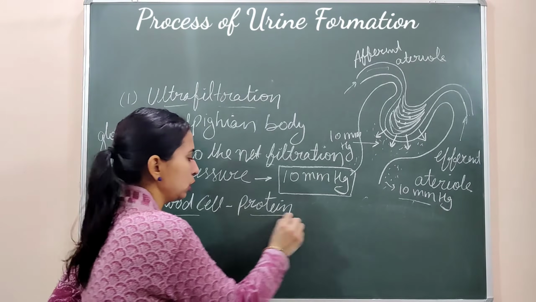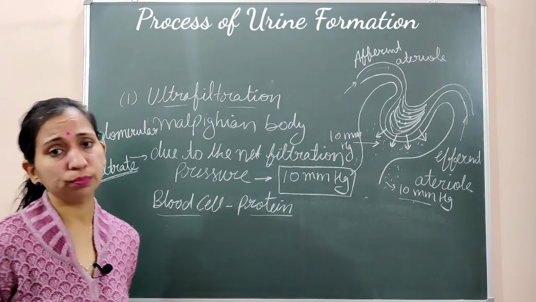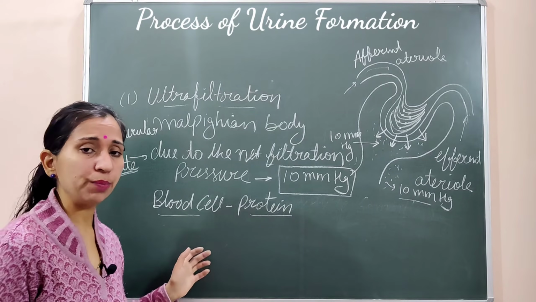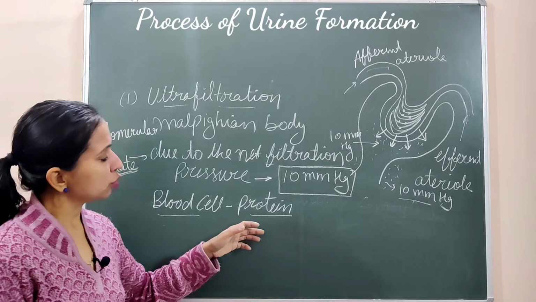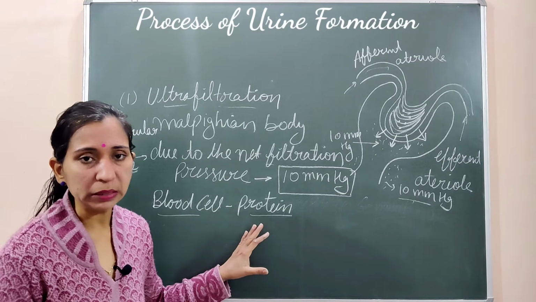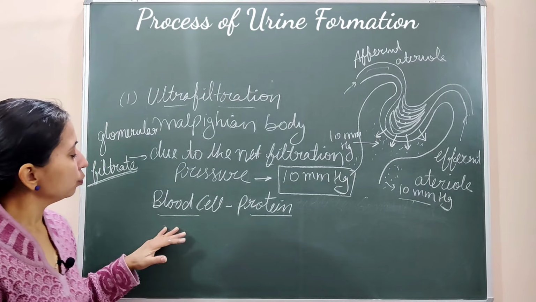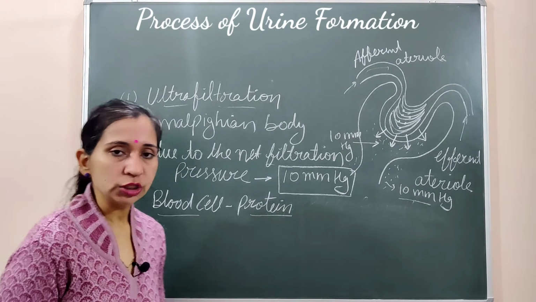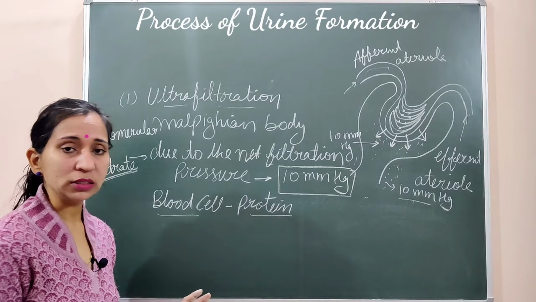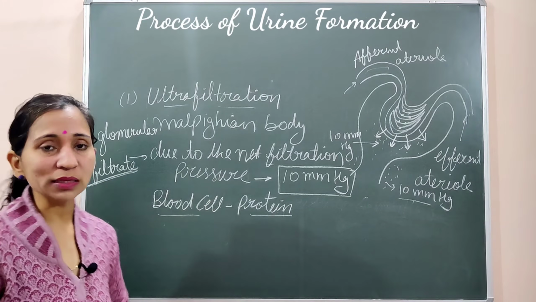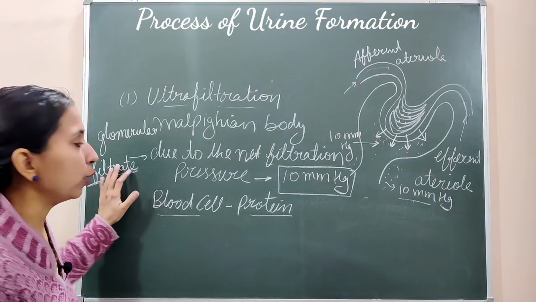If their presence is found, it will indicate some defect or disease. We will talk about that in a coming video. So keep in mind that these two things should not be present in the filtrate. Apart from blood cells and proteins, these two things are not present, so it has the same composition. Let's see what other substances are present in this glomerular filtrate.